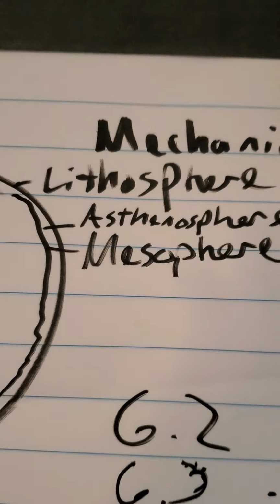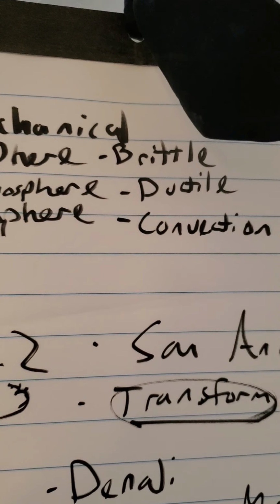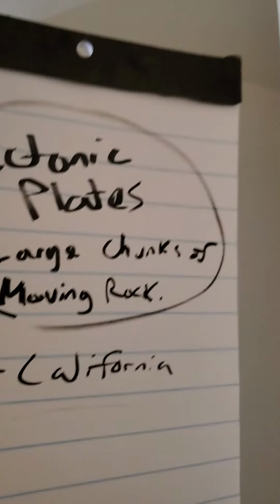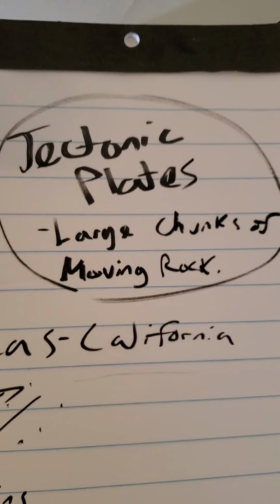Tectonic plate. So we're not talking about dinner plates here. We're talking about large chunks of our lithosphere that are moving around on the asthenosphere. So just to summarize in a more simple way, we're going to call it large chunks of moving rock. So check that out. Tectonic plates, large chunks of moving rock.